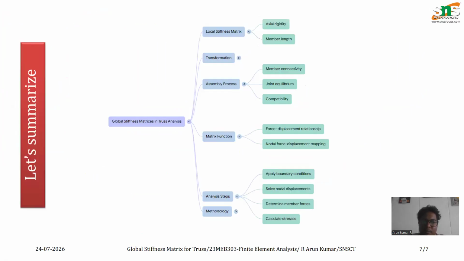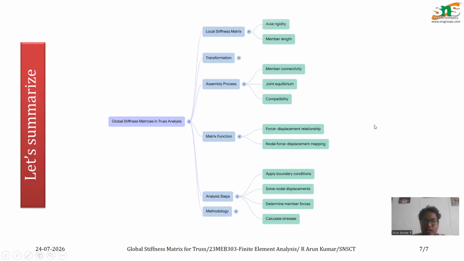The summary of the overall global stiffness matrix in truss analysis we classify into six: the local stiffness matrix, transformation and assembly process, matrix function, analysis steps, and methodology. The local stiffness matrix is primarily classified by member length, and the assembly process by member connectivity and joint equilibrium. Matrix functions cover force-displacement relations and nodal force-displacement mapping. The analysis steps are: apply boundary conditions, solve the nodal displacements, determine the member forces, and calculate the stresses.